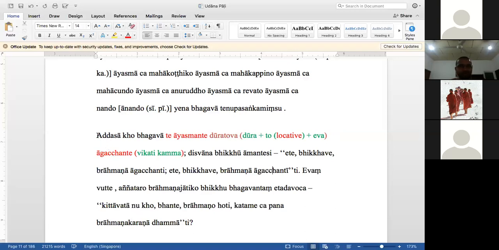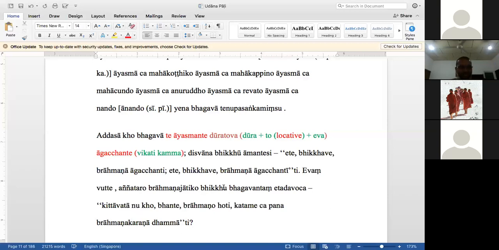But when you go into explaining grammatically, we find this kind of explanation. Traditionally, they explain it as Vikati Kamma, which I am unable to explain why it is. This is how the technical term was given. And in Duratova, it appears that To is in the locative meaning, where the monks were while the Buddha saw them.